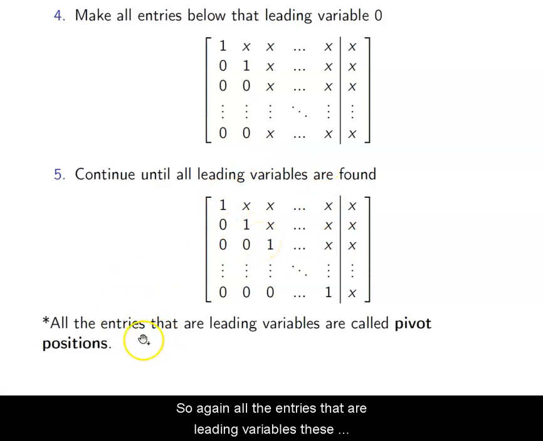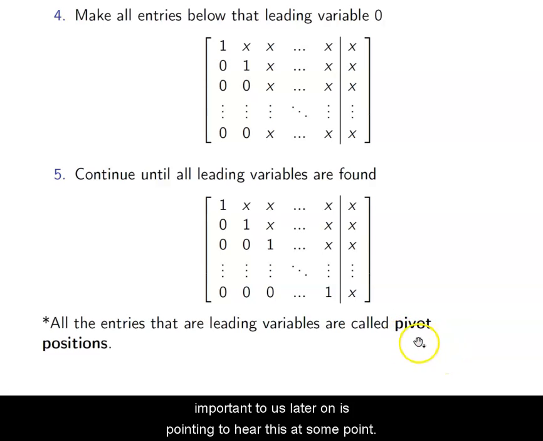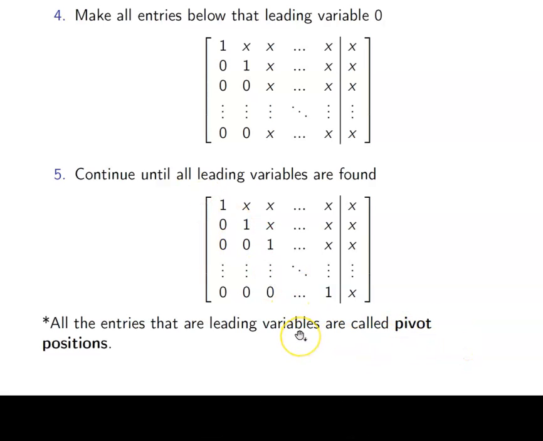Okay. So again, all the entries that are leading variables are called pivot positions. Okay, this is a pivot position, pivot position, pivot position. So those are very important to us later on. It's important that you hear this at some point so that we can talk about something later, because based on the pivot positions, this tells us some information about our matrix.